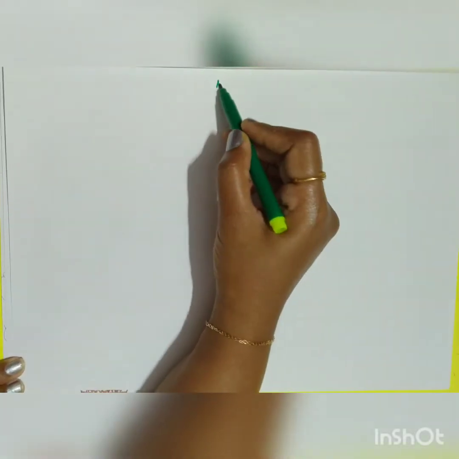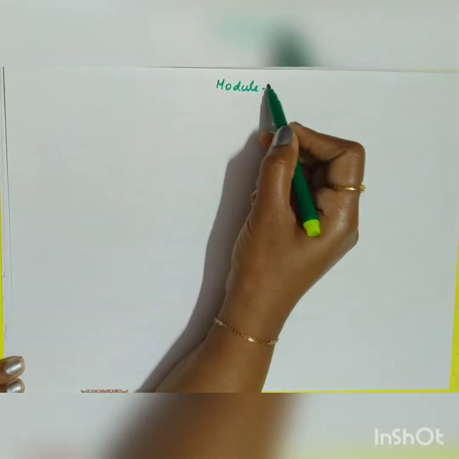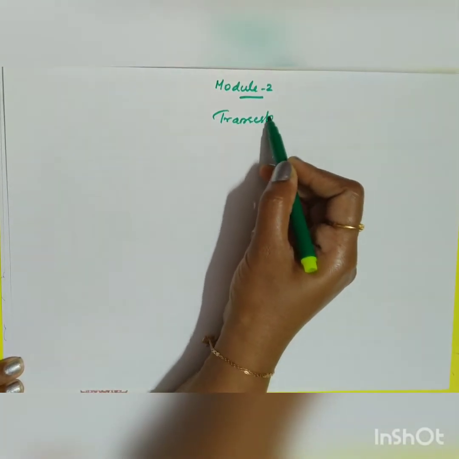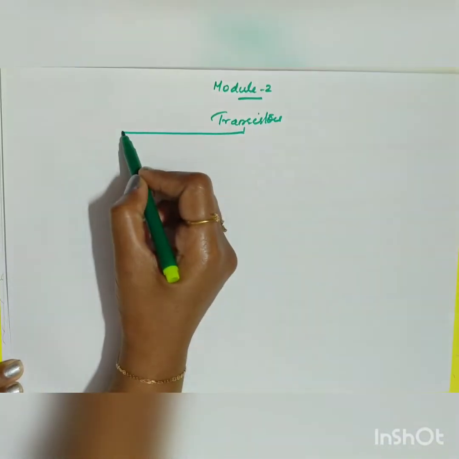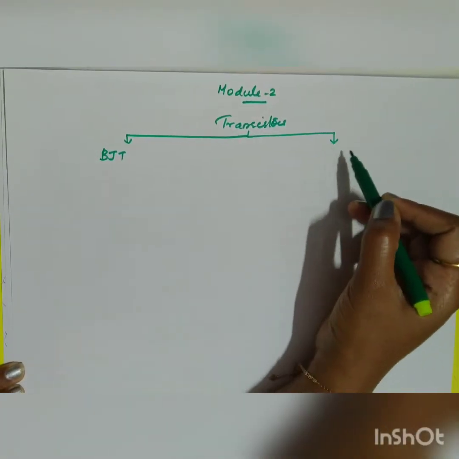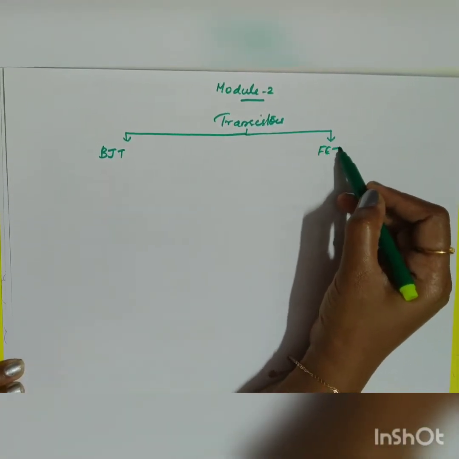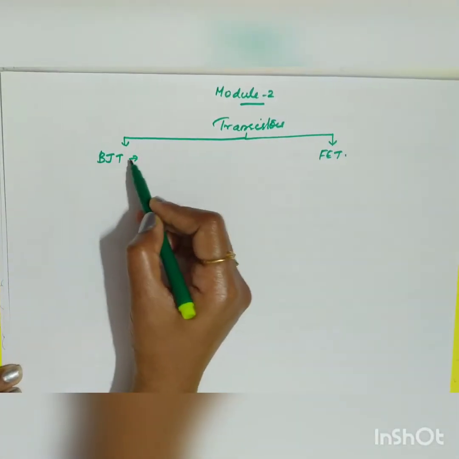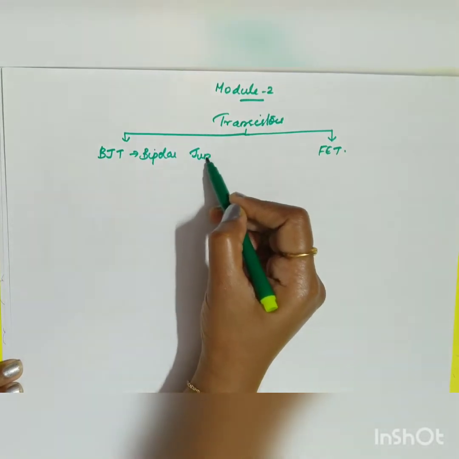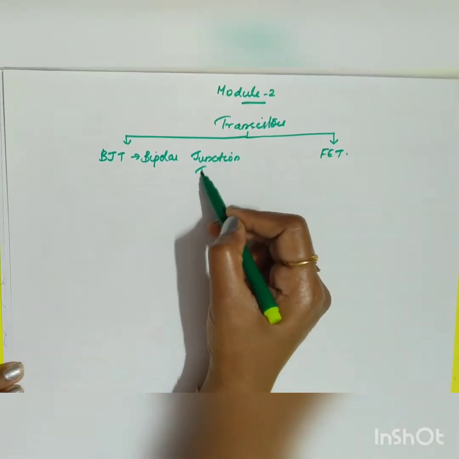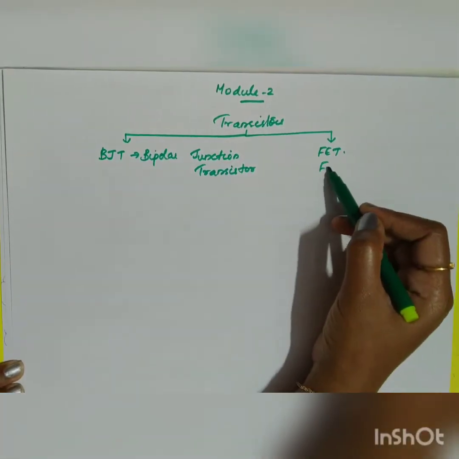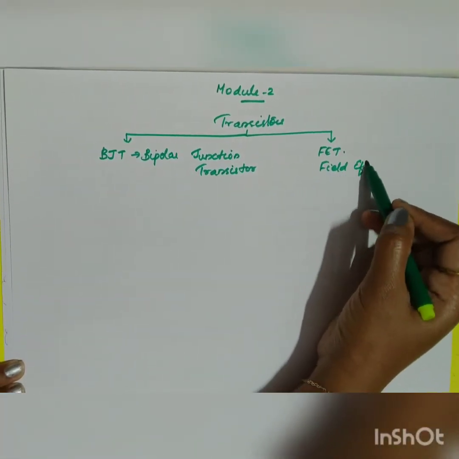The second module, module 2, mainly deals with two types of transistors. The two types of transistors which you are going to study, one is called your BJT and the other one is called your FET. BJT stands for bipolar junction transistor and FET stands for field effect transistor.